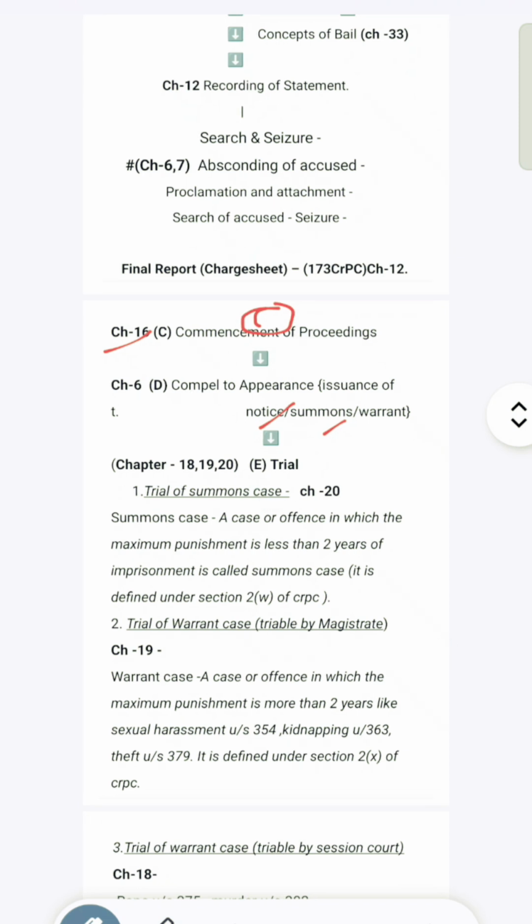The trial is divided into three parts. First is trial of summons case, which is discussed in chapter 20. Before that, we have to know what a summons case is. A case or offense in which the maximum punishment is less than 2 years is called a summons case. It is defined under section 2(w) of CrPC.